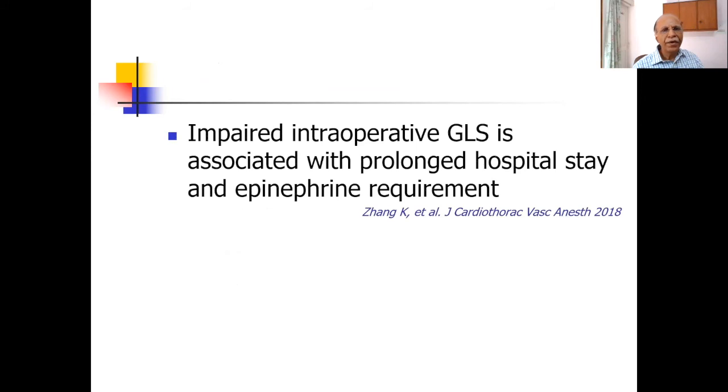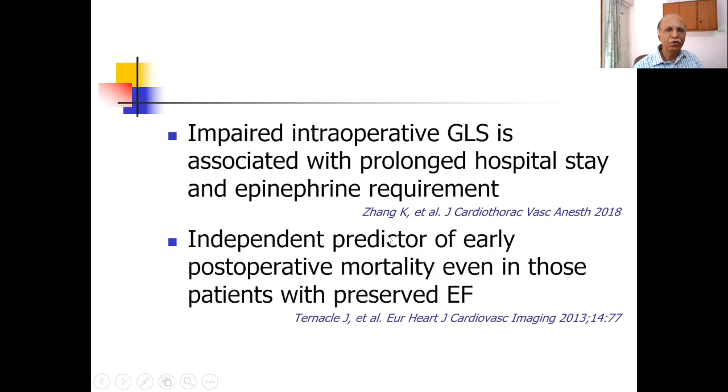Now, it is impaired. An impaired intraoperative GLS is associated with prolonged hospital stay and epinephrine requirement, and it has also been shown that it is an independent predictor of early postoperative mortality, even in those patients with preserved ejection fraction. As I mentioned, it is an early indicator of systolic dysfunction.